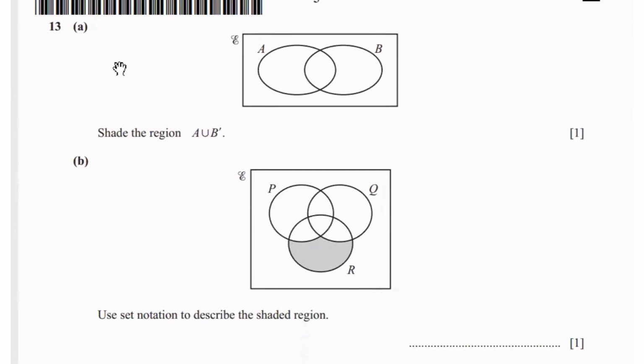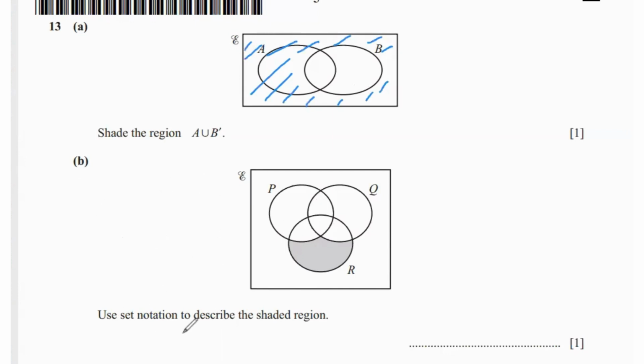Question 13, A says shade the region A union B complement. So A union B complement is going to be everything that is not a part of B. So that's going to be A and outside of A.